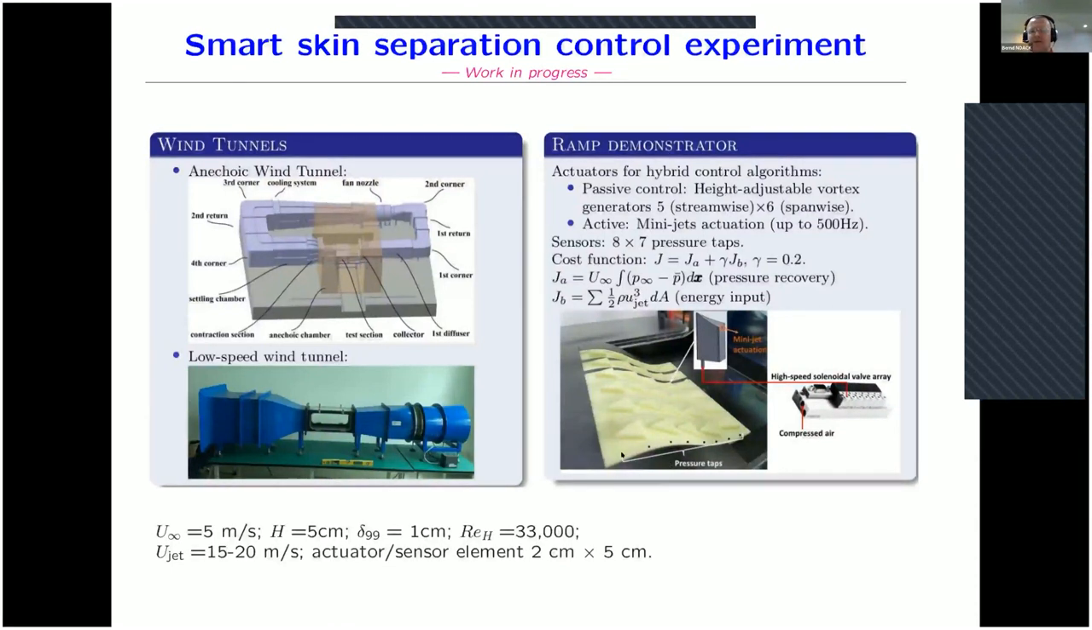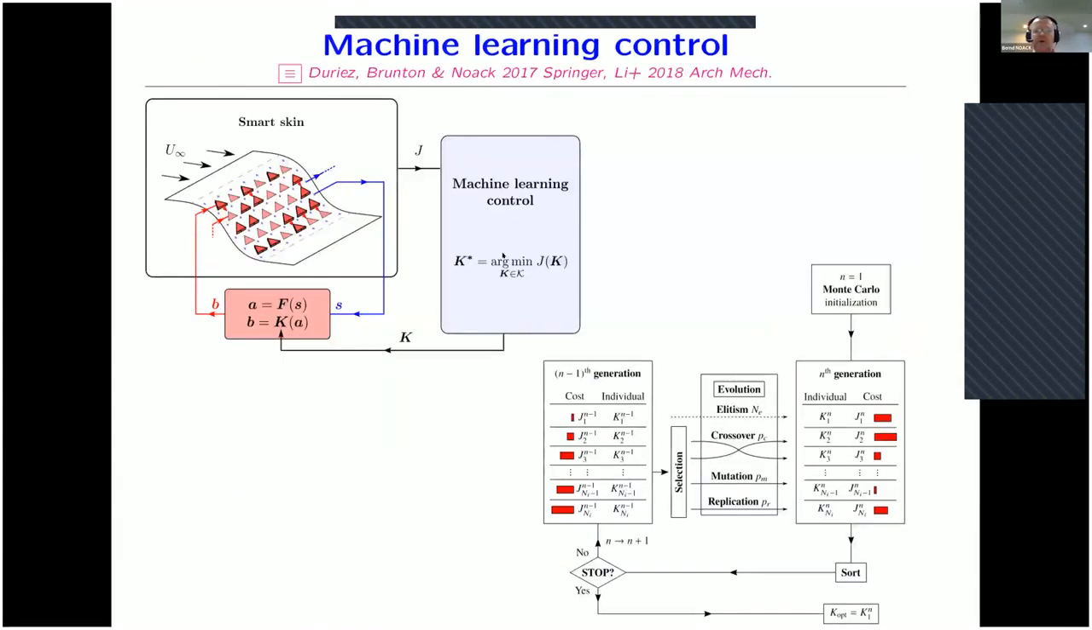The sensors are some pressure taps, 8 times 7 pressure taps. So now we have 56 sensor signals and 30 geometry parameters and 30 controllers. For this, we need to find the control law. This is a rather challenging task.